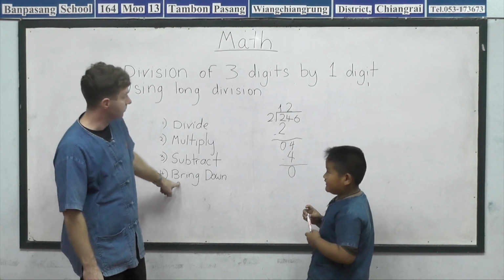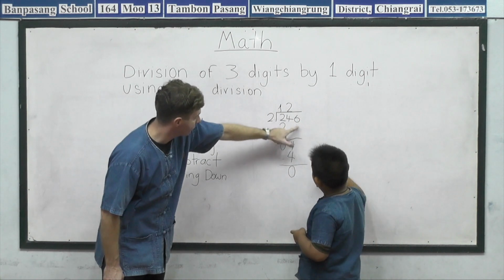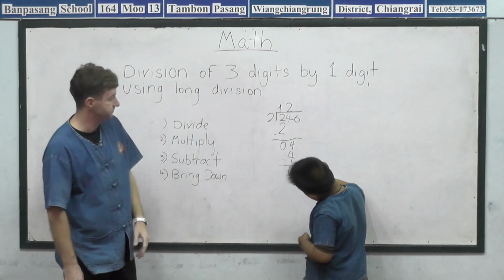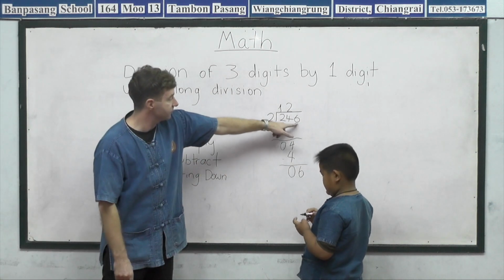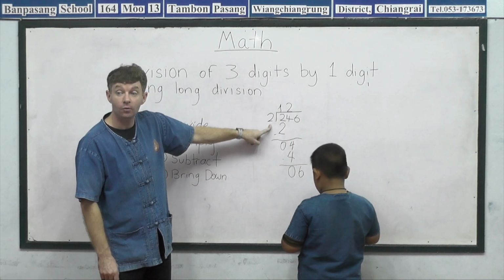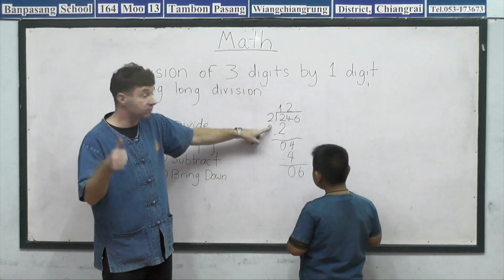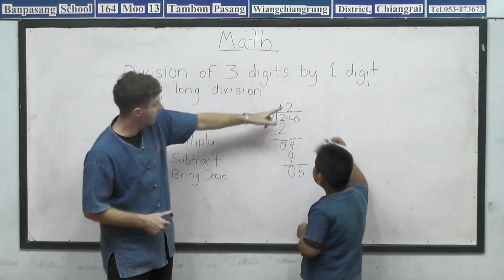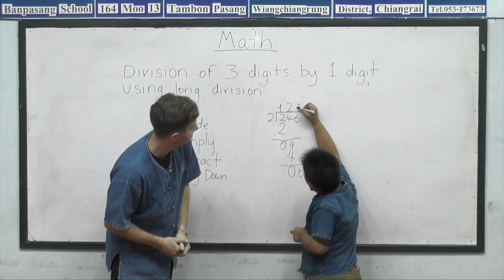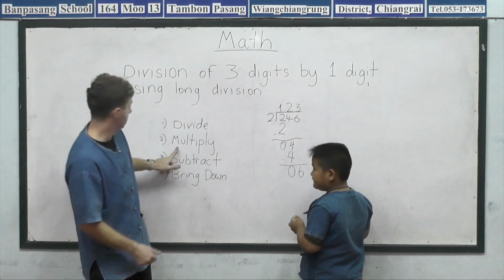Bring down. So we'll bring 6 from here down to here. Excellent. 6 divided by 2 equals 3. So we'll write 3 here. You can write 3 on top. Perfect. Step number 2.